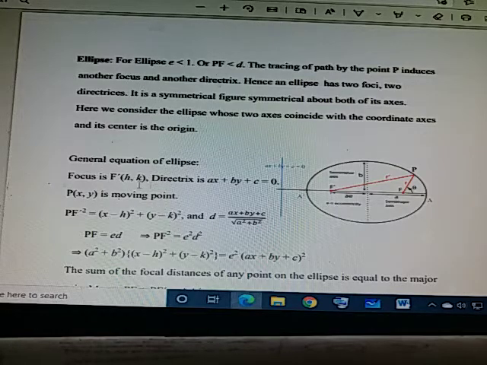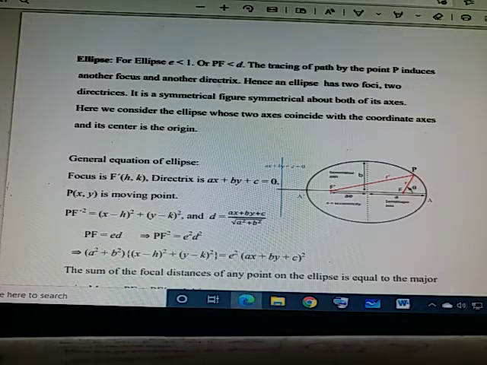it is the focus, then directrix is ax plus by plus c, this line is directrix, and your distance between P and F dash, it is this one, (x minus h) whole square plus (y minus k) whole square, then the ratio is e, eccentricity. And so PF square is equal to e square d square, d is accordingly (ax plus by plus c) by root over a square plus b square. So equate it, and we are having this equation.